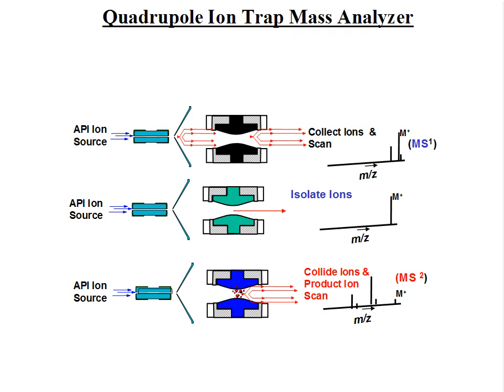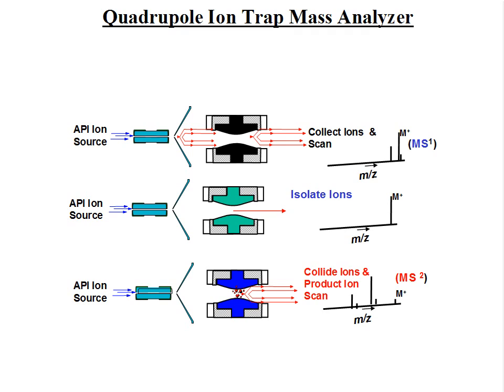This is a schematic of the quadrupole ion trap mass analyzer. It is in principle a quadrupole, but not linear but three-dimensional, enclosing a space. As ions enter from an atmospheric pressure ion source, for example an electrospray ionization source, they are collected in the ion trap up to a certain number, for example 50,000 ions per cycle.